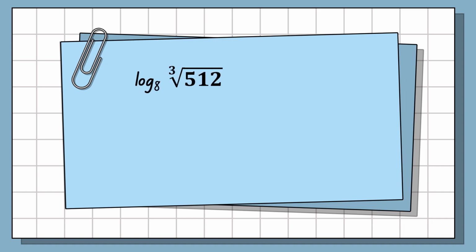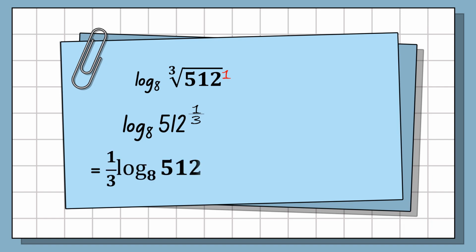Another example, log base 8 of cube root of 512. To evaluate this logarithmic function, we're going to rewrite the cube root of 512. So we have log base 8 of 512 raised to the exponent of 1/3. Then, using the power rule, we put 1/3 in front of log 8. So we have 1/3 log base 8 of 512.